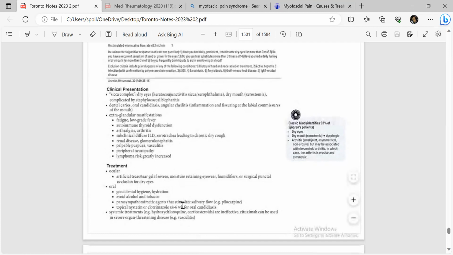Parasympathomimetic agents that stimulate salivary flow, that is pilocarpine. Yes, pilocarpine, topical nystatin or clotrimazole for candidiasis. Systemic treatment, hydroxychloroquine and corticosteroids, are ineffective. Rituximab can be used in severe organ-threatening disease, that is vasculitis.